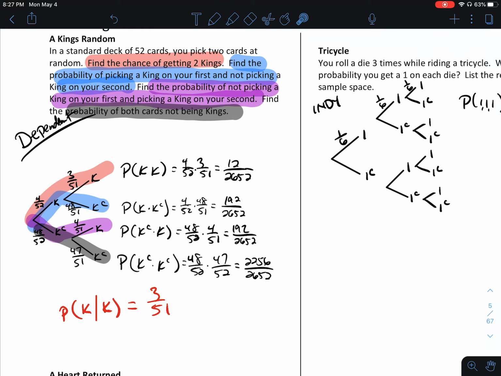What is the probability that we got the complement of a king given that we got a king the first time? So given that we got a king the first time, so we're here right now, doesn't matter how we got there, what is the complement of a king probability? Well, that's 48 out of 51.